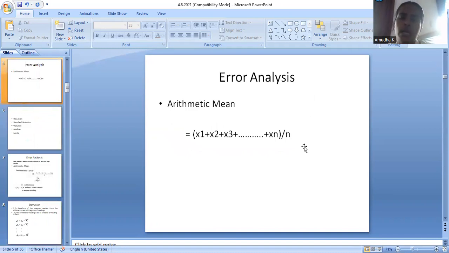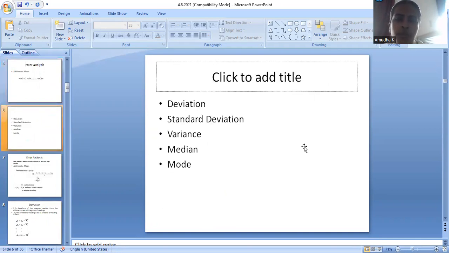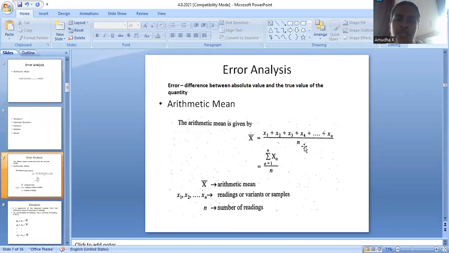Okay. Then our error can be analyzed by a few parameters: arithmetic mean, deviation, standard deviation, variance, median, and mode. First, we know error. Error is the difference between the absolute value and the true value of the quantity. So that is error. Now, arithmetic mean. How to obtain the arithmetic mean? These are the parameters which are used to analyze the error.